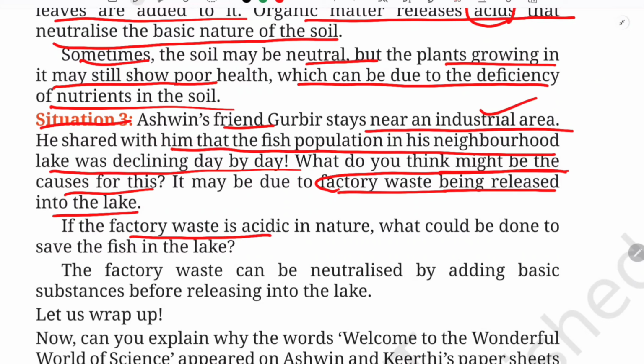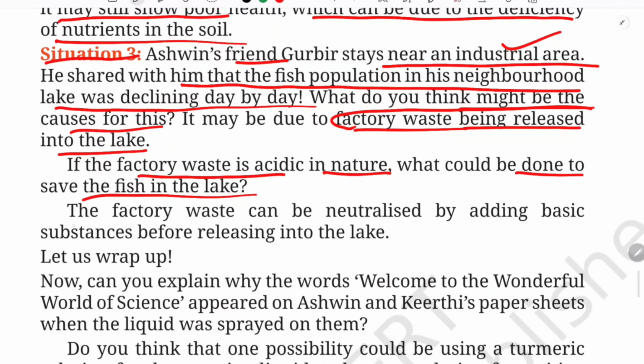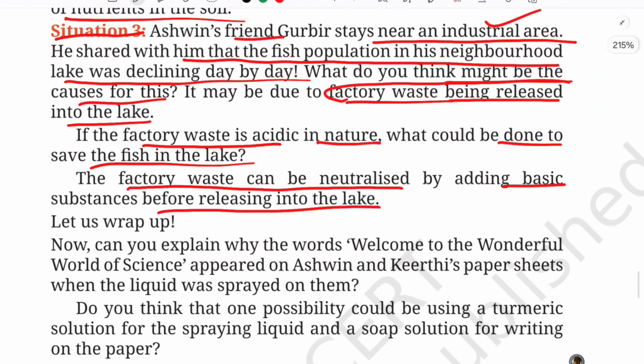If the factory waste is acidic in nature, what could be done to save the fish in the lake? As we have already learned, if it is acidic, then you should give a base, and if it is basic, then acid. I hope this was clear. So the factory waste can be neutralized by adding a basic substance before releasing it into the lake. Like you can add lime, or you can add baking soda into the lake. In this way you can neutralize the effect and restore the fish population in that lake. Okay, so let us wrap up now.